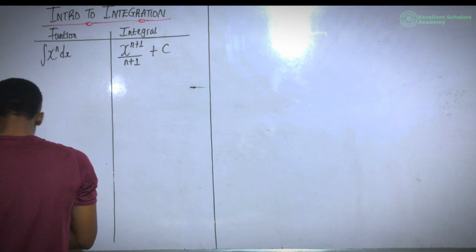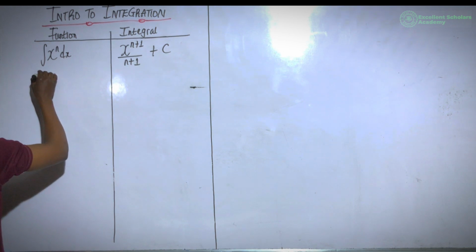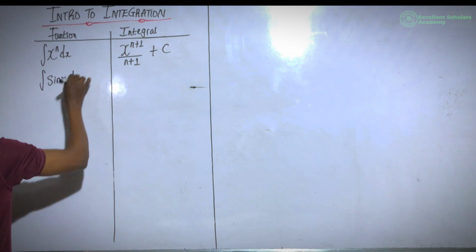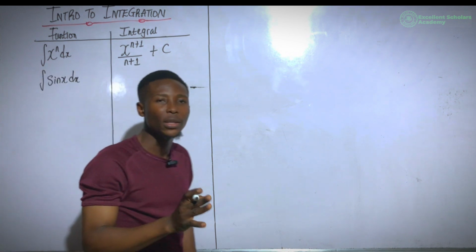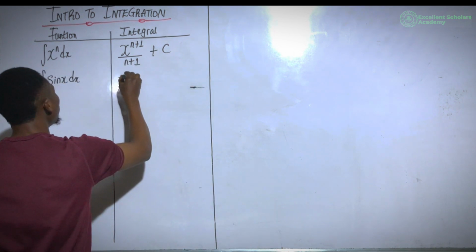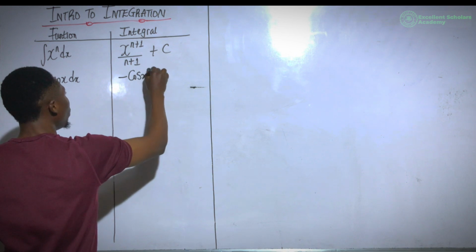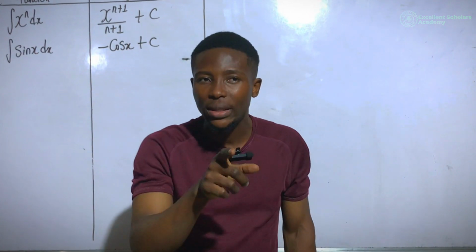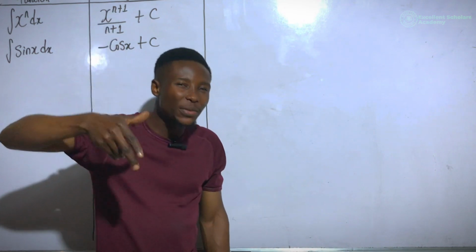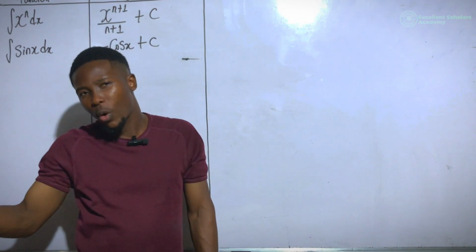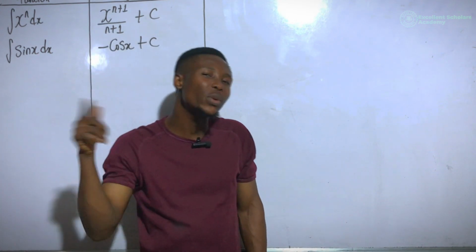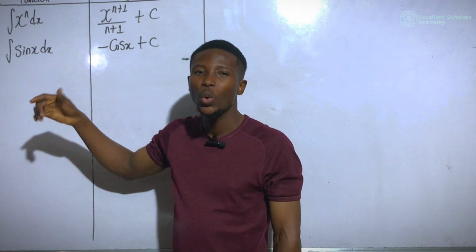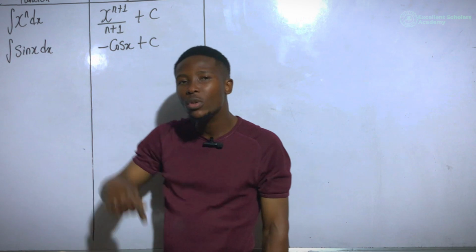Now, the next one we're going to look at is, if you have a trigonometric function sine x, you integrate sine x with respect to dx. Now, if you integrate sine x, you are going to get minus cos x plus your constant of integration. Now, do not forget that when you differentiate cos x, you get minus sin x. So now that you are integrating sin x, you are going to have minus cos x.